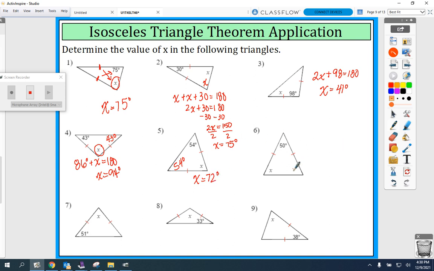Over here, this is a scenario like we talked about in number 2. So I'm going to say 2x plus 50 equals 180, and then subtract 50 and divide by 2. And I'm going to get that x is, let's see, what is that, 65, I believe.